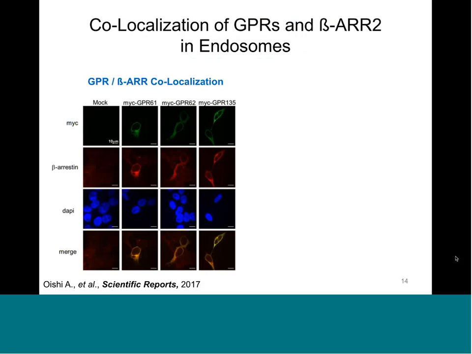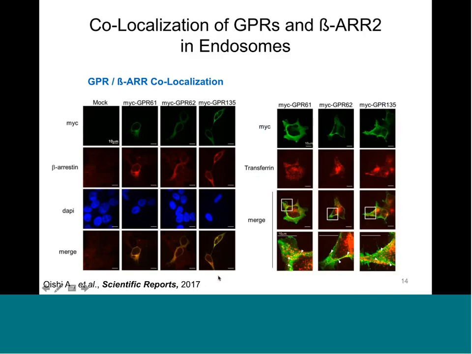Other ways to confirm agonist-independent beta-arrestin recruitment on GPRs are other techniques such as BRET and immunofluorescence. Here, instead of BRET, we only show the immunofluorescence, and we can see co-localization between GPRs and beta-arrestin.